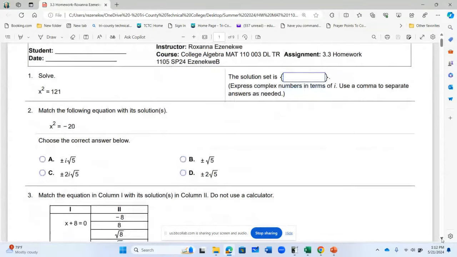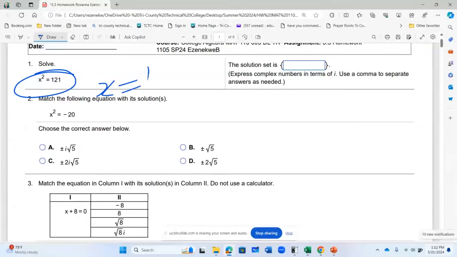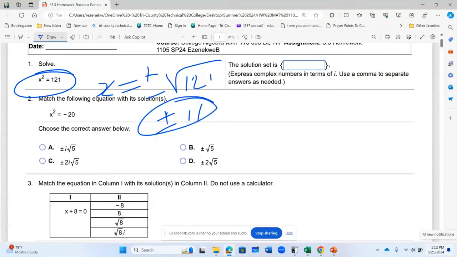There is a formula called the square root method. So you notice that this is easy to solve. Use the square root method to solve this problem. So you have x is equal to plus or minus the square root of 121. The square root of 121 is 11, so plus or minus 11. That's not a big deal. So let's go to number 2.